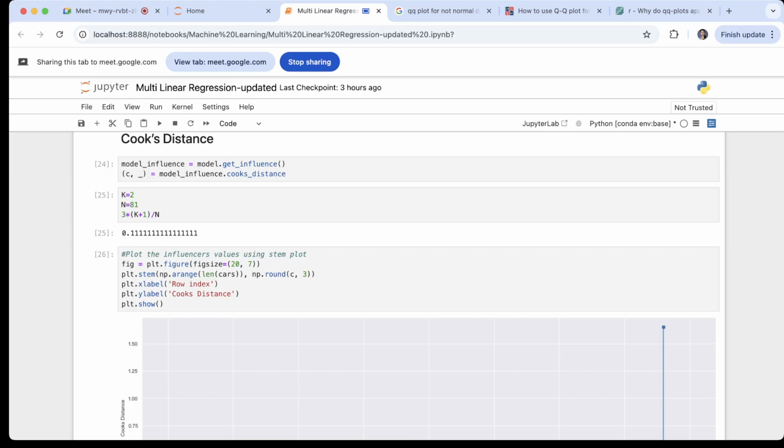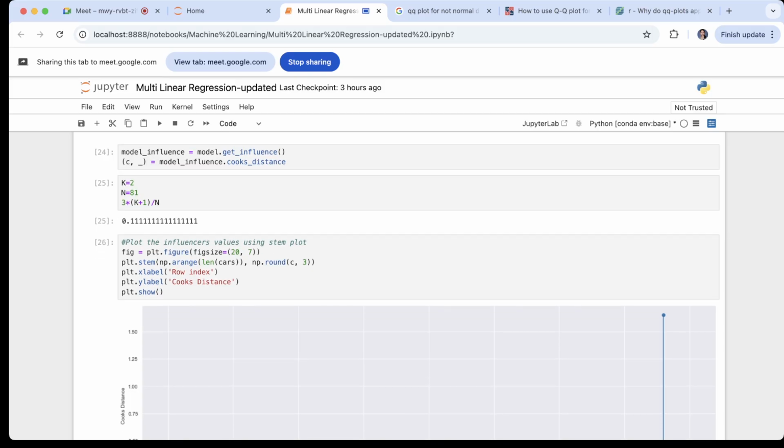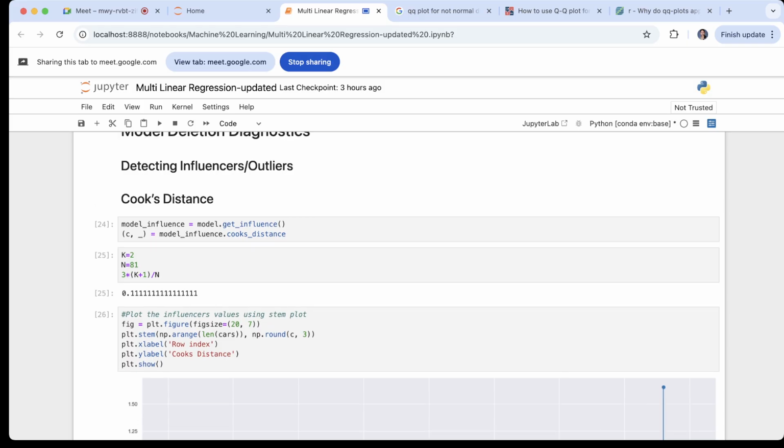Measure the change before and after deletion. If the change is significant, then it implies that it is an outlier. If there is no significant or mild change, then it is not an outlier. Okay. And what is the threshold that we will keep? The threshold will be Cook's distance.